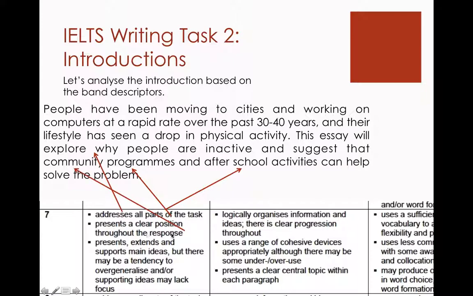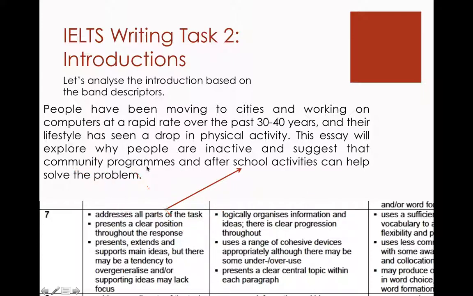Now, presents a clear position throughout the response. That just means paragraph 1 stick to why, and paragraph 2 stick to the solutions. Focus on them and make it clear. And I will show you in other videos how to do that. Okay, so organization, coherence, and cohesion. Logically organizes information and ideas. There's a clear progression throughout. So they're already organized. We're using the introduction to organize our essay, like you saw in the previous slides. And then we have presents a clear central topic within each paragraph. No problem, right? Very clear.